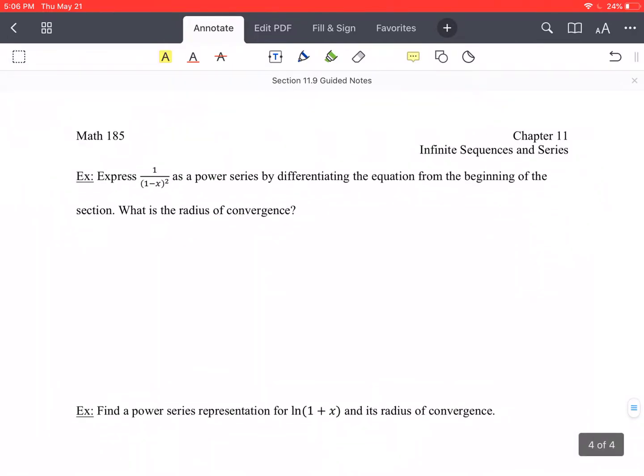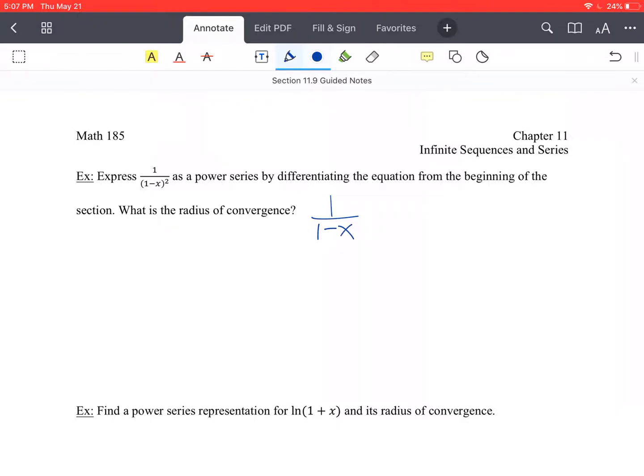All right. Let's look at an example. Express the function 1 over (1 minus x) quantity squared as a power series by differentiating the equation from the beginning of the section. What is the radius of convergence? So we started off in the section talking about 1 over 1 minus x, which was 1 plus x plus x squared, etc., which is just the sum, n going from 0 to infinity of x to the n.